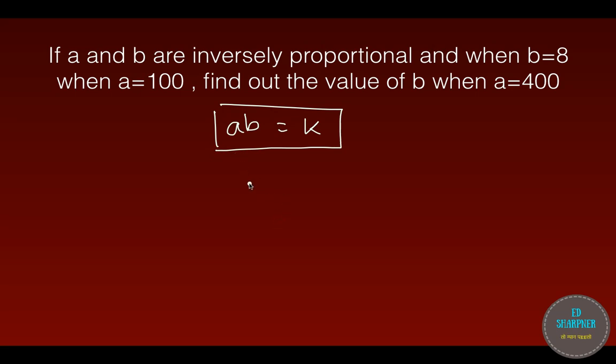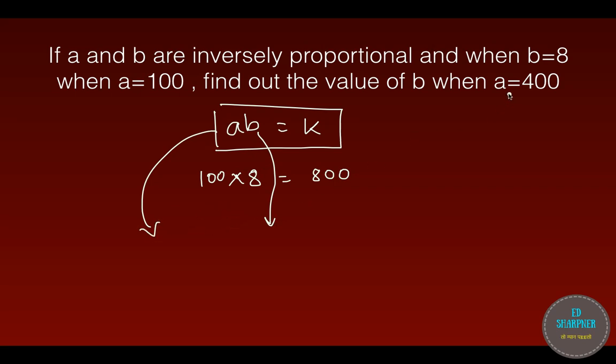Now I have a value of A and B for one of the instances, and therefore I can find the value of K. Let's put A and B. So when B equals 8, I have A equals 100. So K must be 800. Now for whatever values of A and B, the value of K is going to be constant.